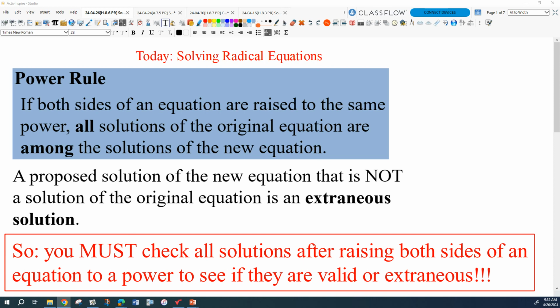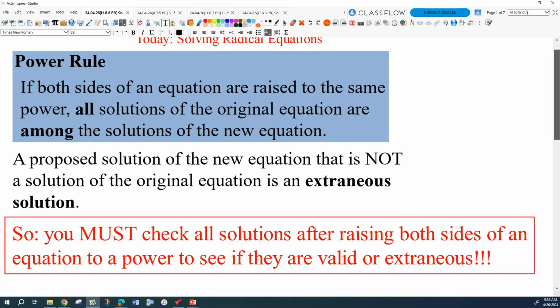If both sides of an equation are raised to the same power, all solutions of the original equation are contained among the solutions of the new equation, right? So we're going to get a different equation when we raise both sides to a power. The solutions of that new equation will always contain all of the solutions to the original radical equation. But there may be some other ones too, okay?